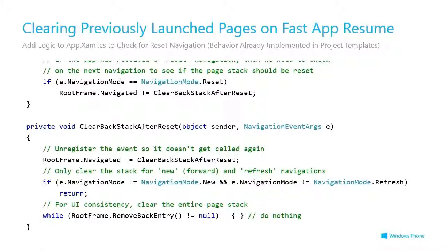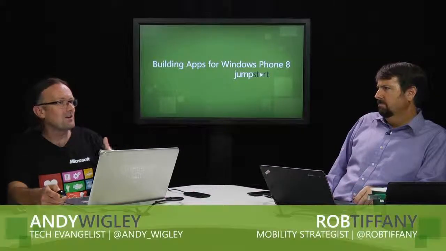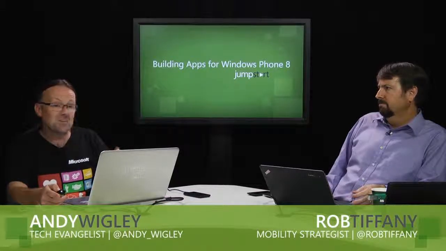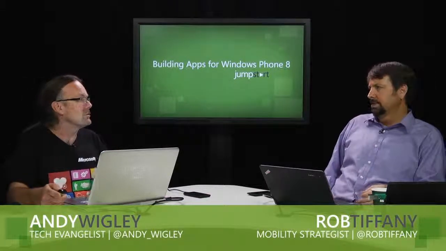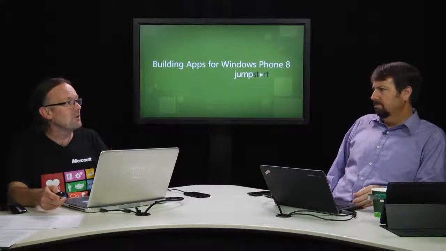And then if we're in a reset navigation, what it does is that bottom line: while RootFrame.RemoveBackEntry does not equal null, do nothing. So what that is actually doing is clearing the page history stack. It makes sure that when you do a fast application resumption, any page history stack that's left over from the previous instance of the app is blown away. So you're giving a fast application resume app exactly the same behavior as if it had been launched afresh from new. So they've gone for the consistency with other apps approach. But there's nothing to stop you taking that out if you want to enable this other behavior.